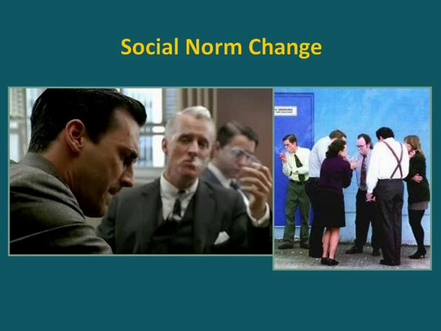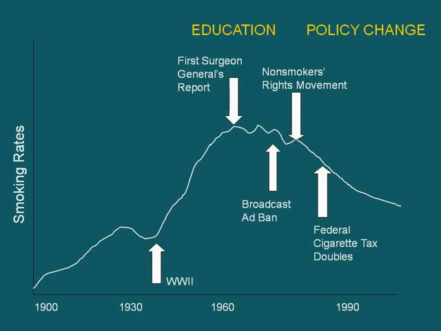So what drove this social norm change? Well, I really like this graph because it really illustrates the consequences of policy. Here we can see smoking rates over time. And you can see that in the beginning of the 1900s, smoking rates were increasing with a short dip during the Great Depression.